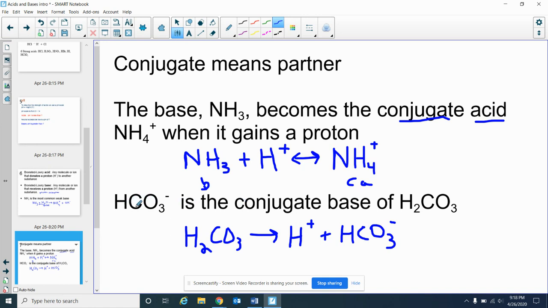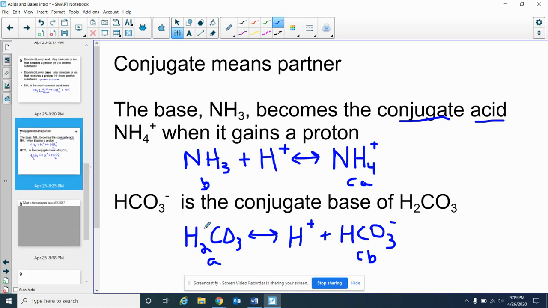If we look at the next example, HCO3 minus is the conjugate base of H2CO3. So H2CO3 is an acid, and when it donates an H plus, what's left over is its conjugate base. Okay, so conjugate just means partner, and if it's a base picking up an H, what it becomes is a conjugate acid. If it's an acid donating an H, what it becomes is its conjugate base. And these are reversible. So if we went back this way, this base could pick up this H plus to form an acid, or this acid could give up an H plus to become a base. Okay, so they are reversible. You can get the conjugate base from the acid or the conjugate acid from the base.